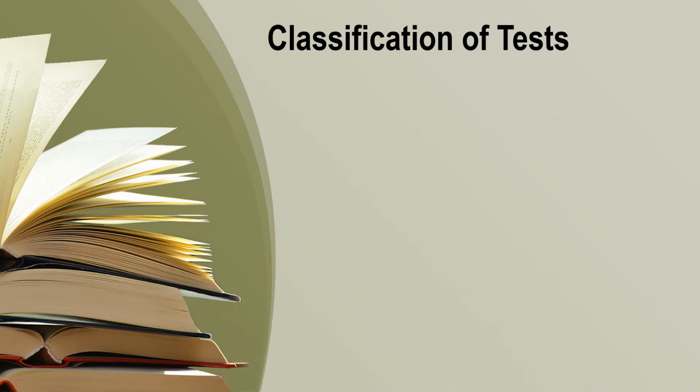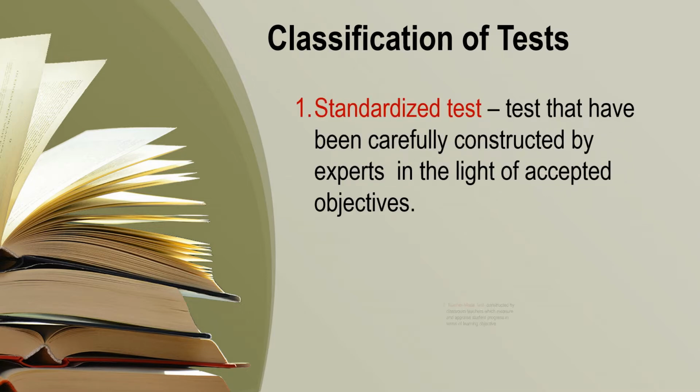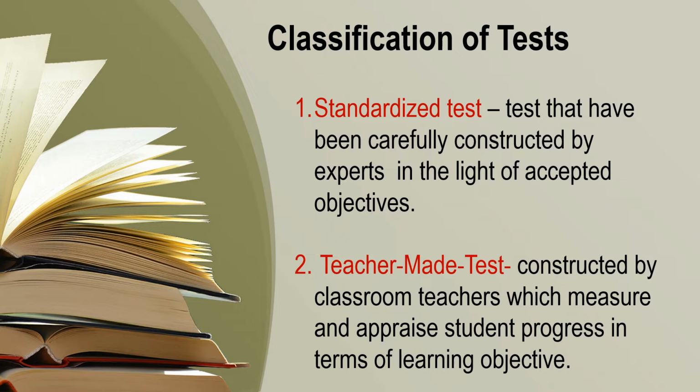Your test is classified in two different categories. It can be classified as standardized, or the other one is the teacher-made test. When we talk about standardized tests, take note of the key terms: it is made by experts in light of accepted objectives. What does it mean? Meaning to say, this type of test is carefully constructed by the people behind making national examinations, such as the national achievement test, for instance, the board examination for teachers, and other types of examinations given nationwide.